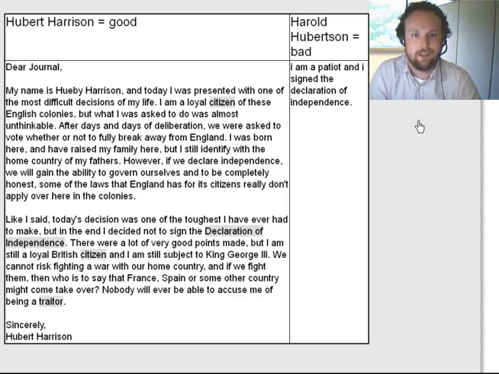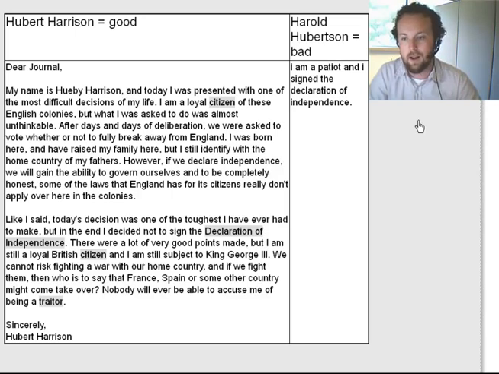And in his journal, he likes to call himself Hubie Harrison. So you can see that Hubert gave two paragraphs of complete sentences and gave an explanation of the different sides and then described his decision and why he chose to not sign the Declaration of Independence. So that's Hubie.